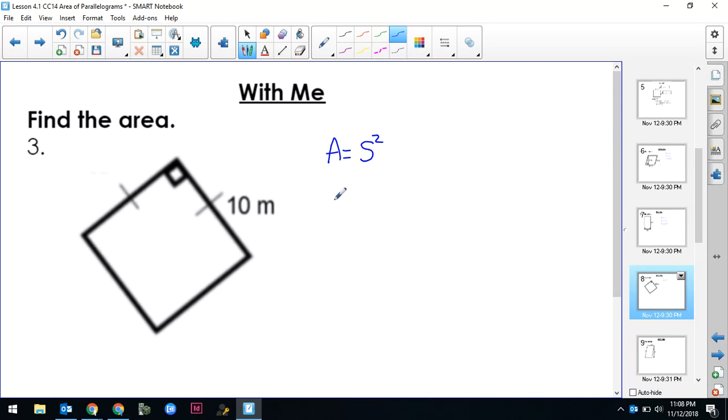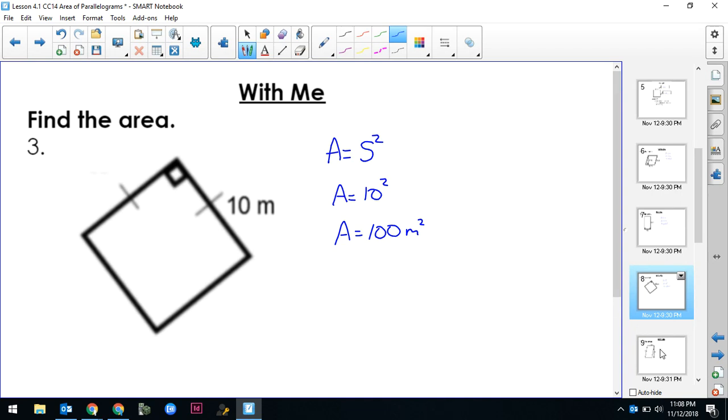And there's only one number to substitute in. So A equals 10 squared. And hopefully remember how to use our exponents. 10 squared is not 20. It is 100. And we'll label meters squared. Again, formula first, substitution second, answer with a label. Put A equals in front of all lines.